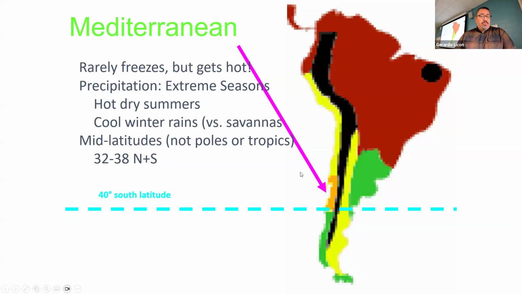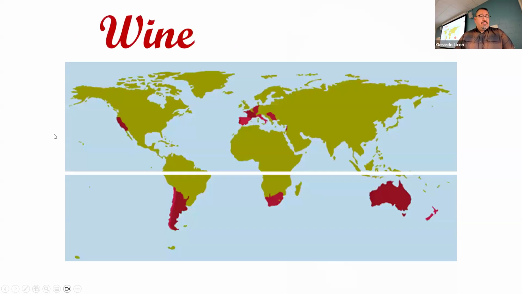And these are referred to as being in the mid-latitude, so not at the poles and not in the tropics. One of the things Mediterranean climates are known for is being the right climate for growing grapes that get made into wine. And so places around the world that are known for their wine have Mediterranean climates.